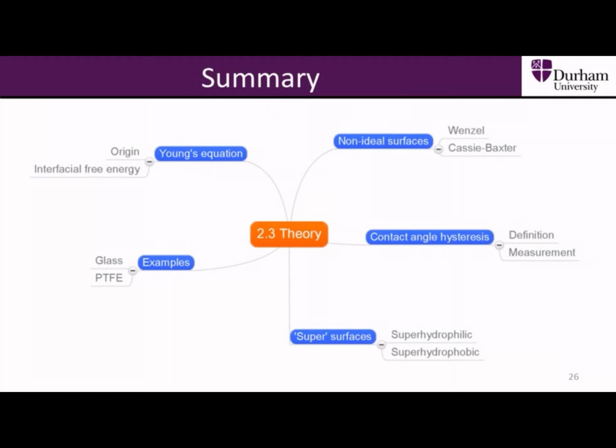Over the course of this section, we have seen how Young's equation is formed and how it is used to calculate contact angles for ideal surfaces. We have expanded on Young's equation to look at the non-ideal surface cases, studying the Wenzel and Cassie-Baxter regimes. We have also defined contact angle hysteresis and seen how it is measured, and termed two new types of surface, superhydrophobic and superhydrophilic. Finally, we have discussed examples of different materials which are hydrophobic and hydrophilic, and explained the origin of their behaviours in terms of surface free energy and interactions with water.